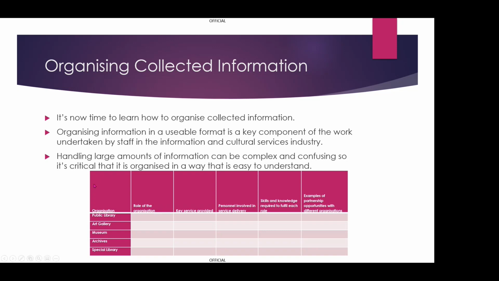I'm moving over, by the way, from the left columns through each of these in this particular row of public library. Then what skills and knowledge are required to fulfill each role, and examples of partnerships. When we talk about partnerships, we talk about who the library can work with in order to become a more useful institution. For instance, if it was a public library, you would say, well, maybe we want to partner with a cafe, because we want people to come and we want people to hang out.